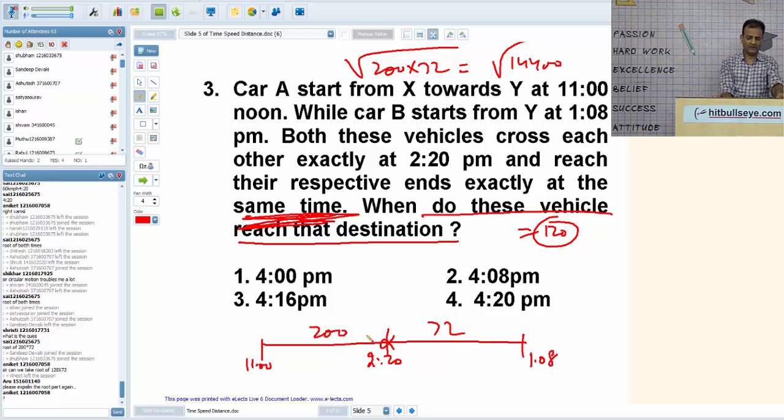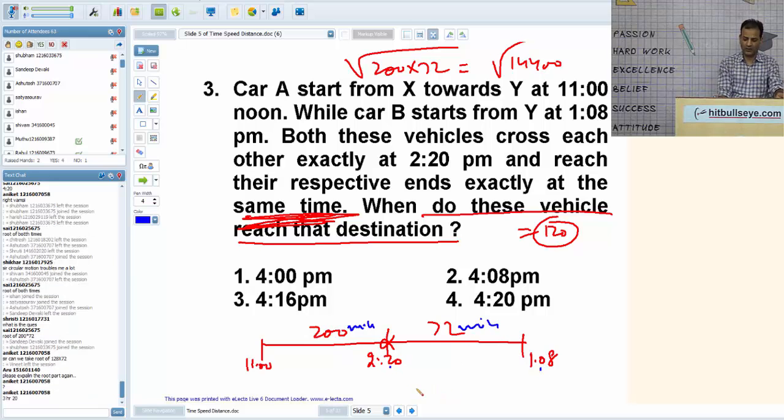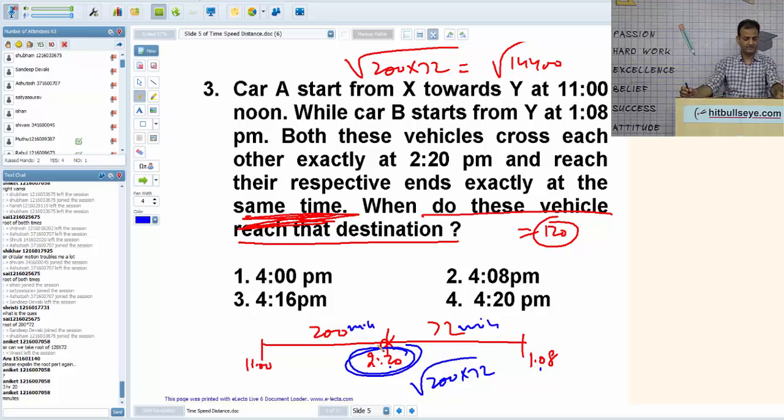Root part means this is the time, 11 to 220, 200 minutes. This is the time, 108 to 220, 72 minutes. And we have to take the under root of these both the timings, 200 into 72. This is the timing we have to add in 220.